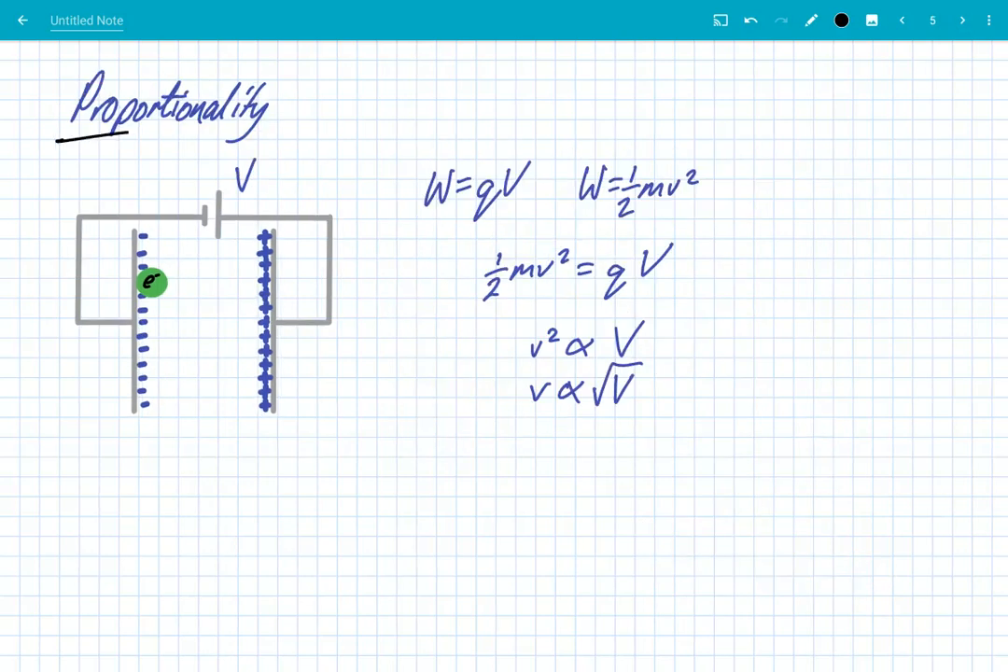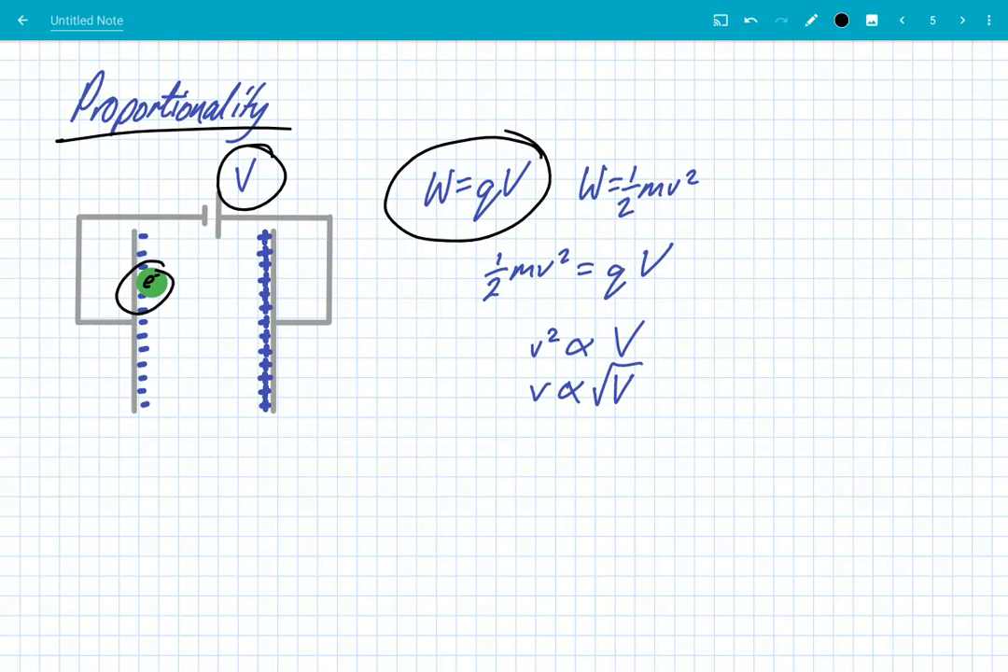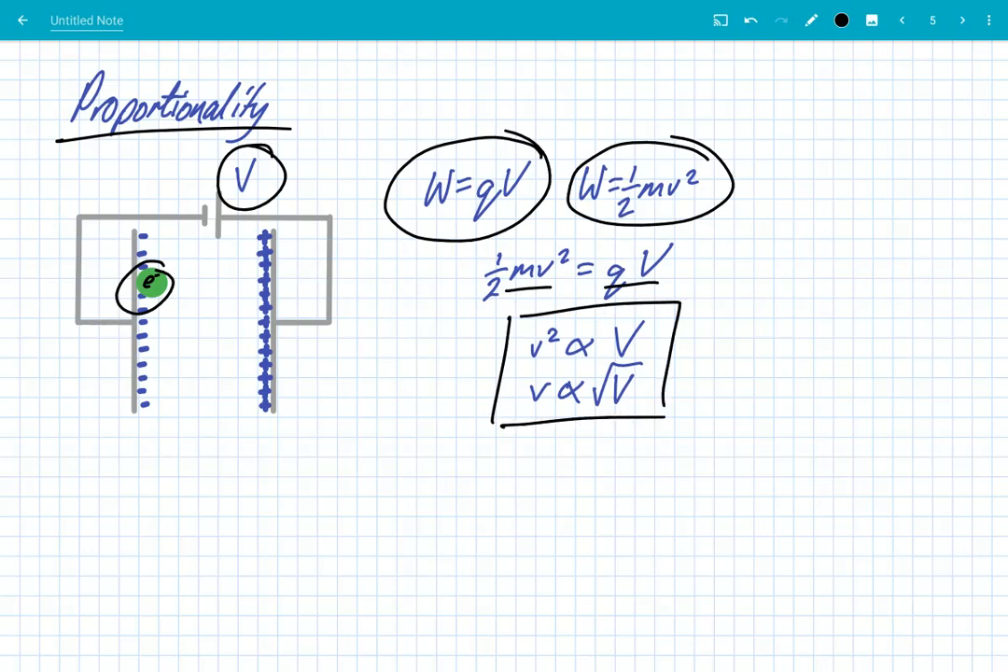The final thing to consider is proportionality. Let's just look at the generalized situation. If we have an accelerating potential difference of V and we have a single electron, we know that the energy gained is W is equal to QV, and the form of that energy is half mv squared. It's kinetic energy. By equating these two, we can see that half mv squared is equal to QV. The little v here stands for velocity. The large V stands for the potential difference. Therefore, we can look at these two versions of the proportionality. We can say the velocity squared is proportional to the potential difference, or the velocity is proportional to the square root of the potential difference.